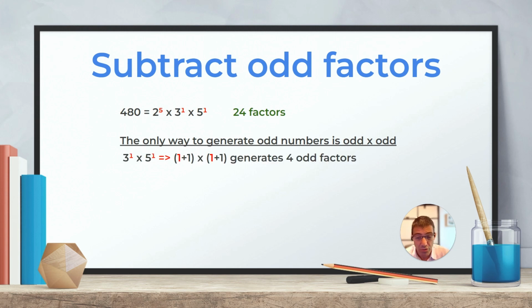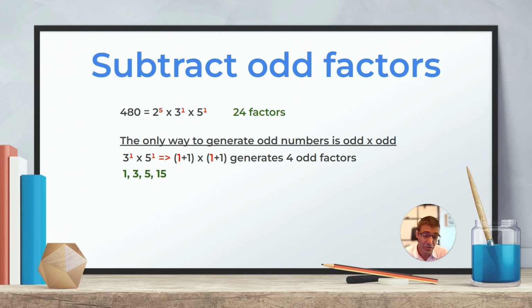You could actually use the formula. You could simply say 3 to the power 1 times 5 to the power 1. You take the 1 and add 1, and take the other one and add 1, and see that it generates 4 odd factors. So this is just using the formula within the formula. Again, that tells you the number of factors, right? So since this is the formula we're practicing, it's nice to recognize that it's in there. But really, it's quite easy to list them and say it's 1, 3, 5, and 15.